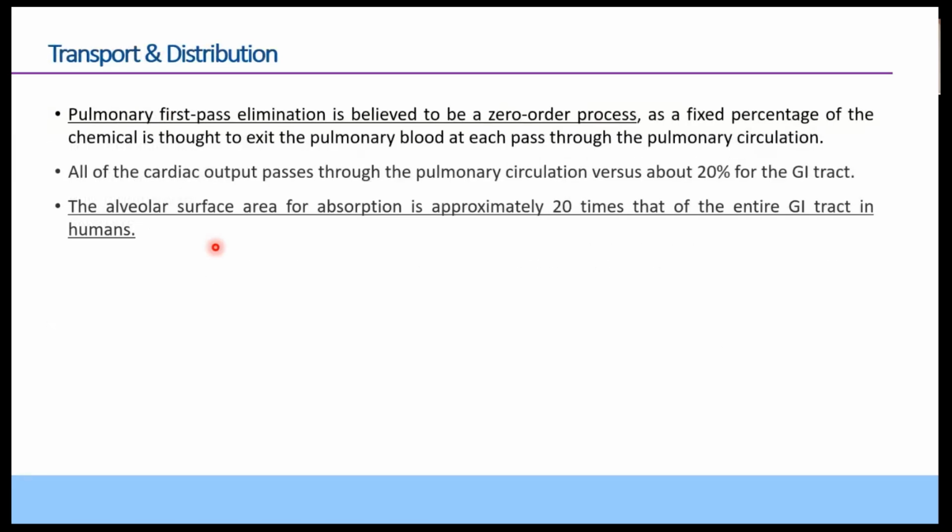Then moving on to the transport and distribution. So pulmonary first pass elimination is believed to be a zero order process, as a fixed percentage of the chemical is thought to exit the pulmonary blood at each pass through the pulmonary circulation. All of the cardiac output passes through the pulmonary circulation versus about 20% for the GI tract. The alveolar surface for absorption is approximately 20 times that of the entire GI tract in humans.